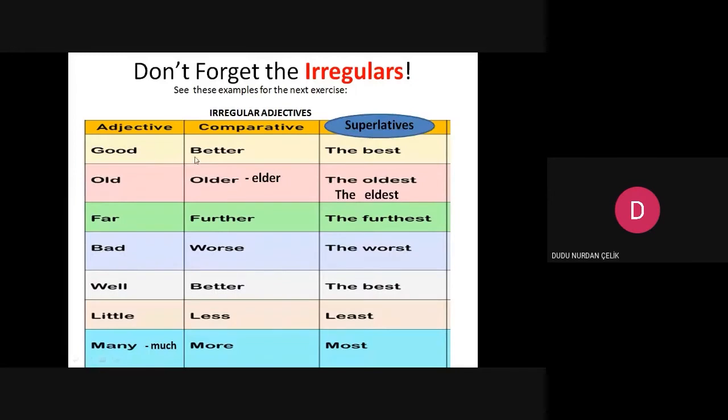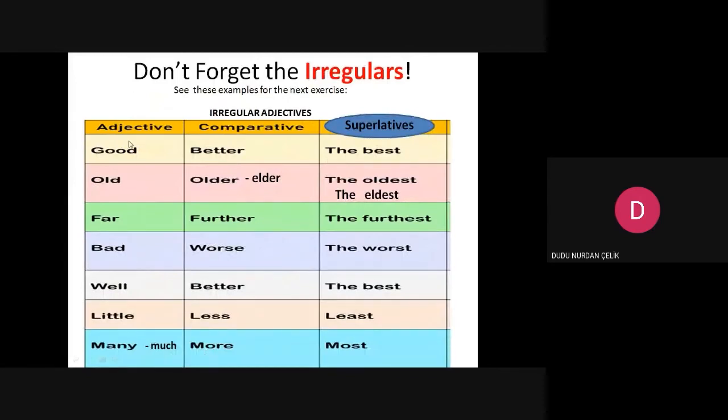Remember, we changed them. Good changes to better in comparative. Old, older, or elder, like elder sister, elder brother. Far, further, or we said farther. Bad, worse. Well, better. Little, less. Many, much, more.